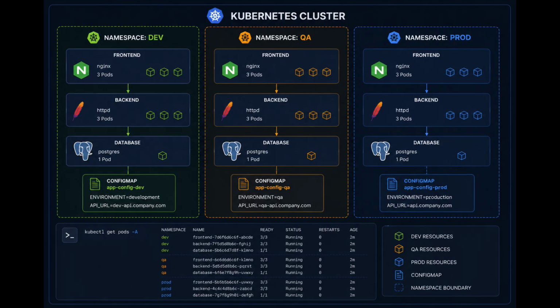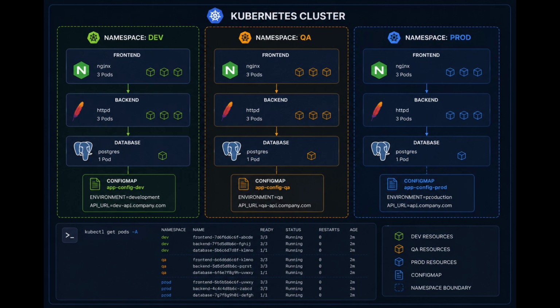This diagram represents what we've built. Inside the same Kubernetes cluster, we have 3 independent environments: development, QA, and production. Each environment contains its own front end, back end, and database. This is one of the most common organizational patterns used in Kubernetes. Namespaces allow multiple environments to coexist safely inside a single cluster while maintaining clear separation between resources.